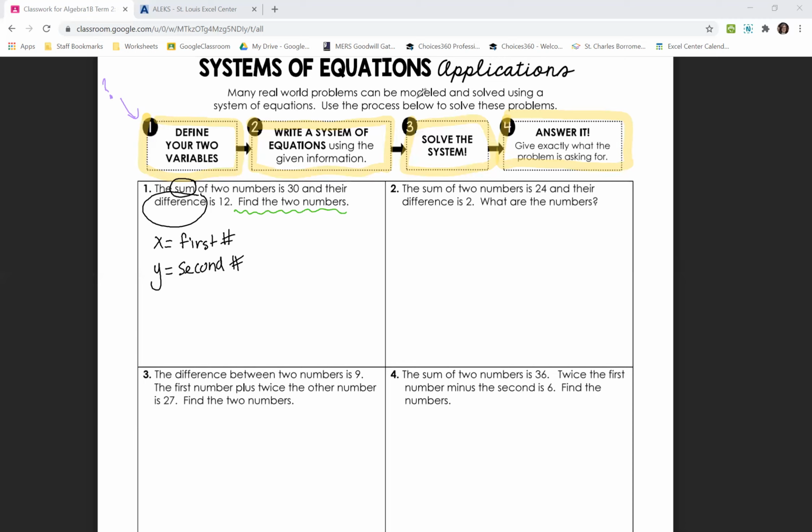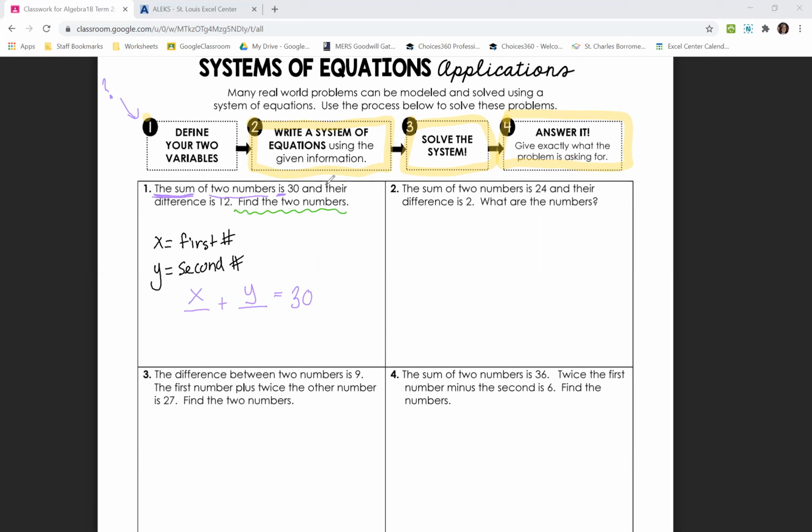First I'm going to use the clue that says that their sum is 30. When you hear the sum, automatically you want to put a plus sign, and there's going to be two pieces to that. Now the sum of two numbers is, that's an equal sign, 30. The sum of what? It's of the two numbers. So these are my two numbers, X and Y. So the sum of X and Y is 30. Perfect, we wrote one of our equations.